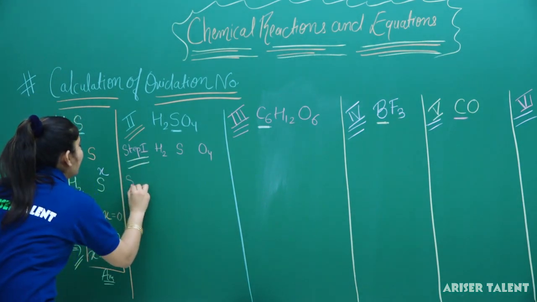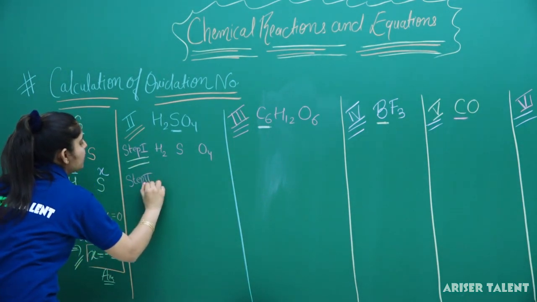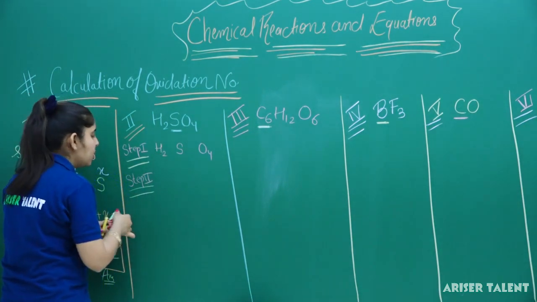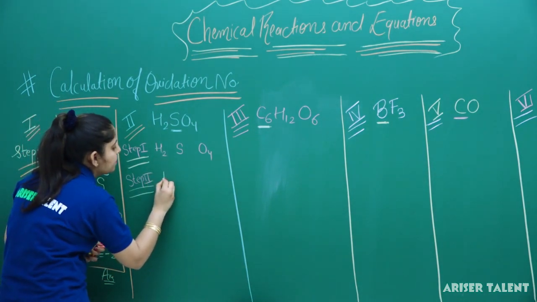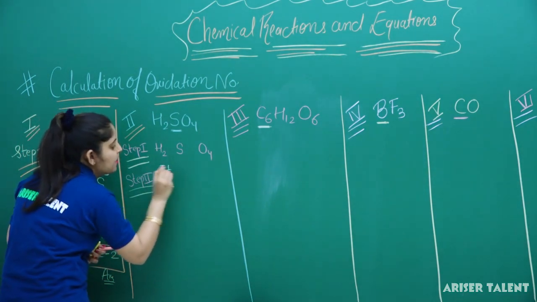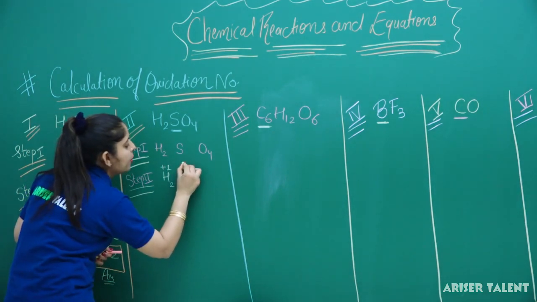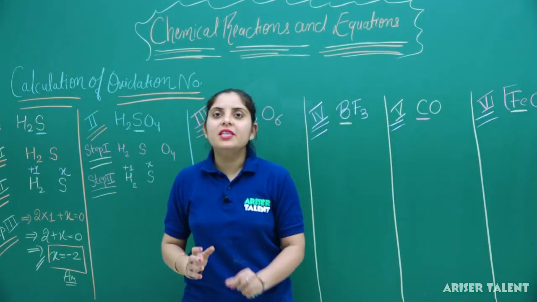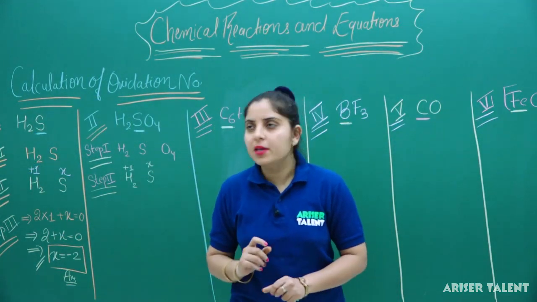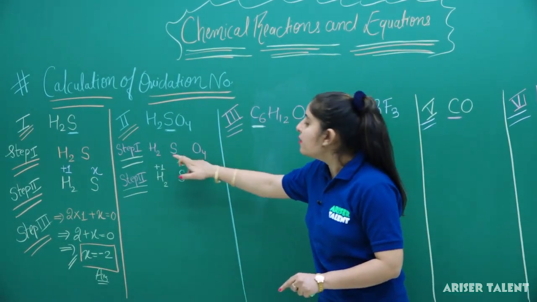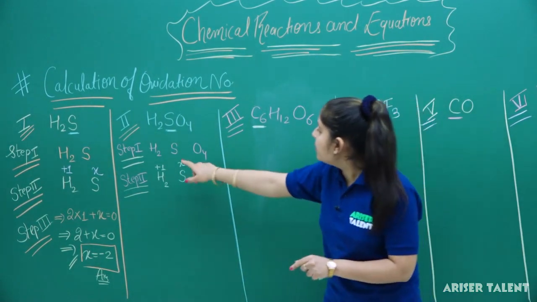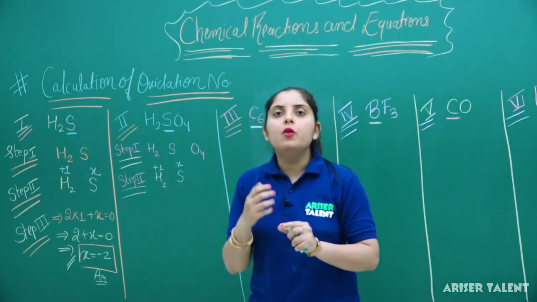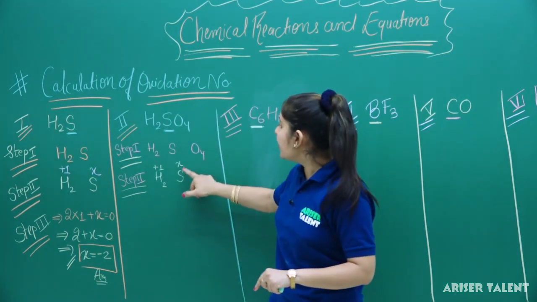In step number 2, what I am doing here is I am writing the oxidation state of the element which I have known. So for hydrogen, the oxidation state will be +1. For sulfur, I have to calculate the oxidation state, that will be the X. So in this sequence, we have to find the oxidation number of sulfur in case of sulfuric acid. So in step number 1, I write the individual elements over here. Then we know that for hydrogen, the oxidation number will be +1. For sulfur, we have to count the oxidation number, so we are assuming it as X.